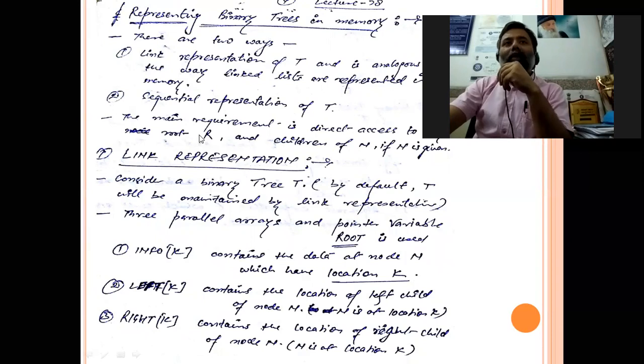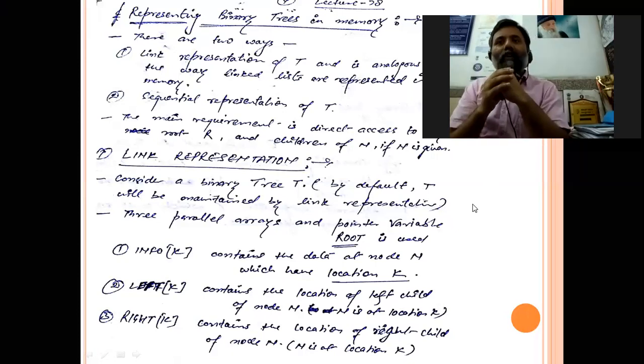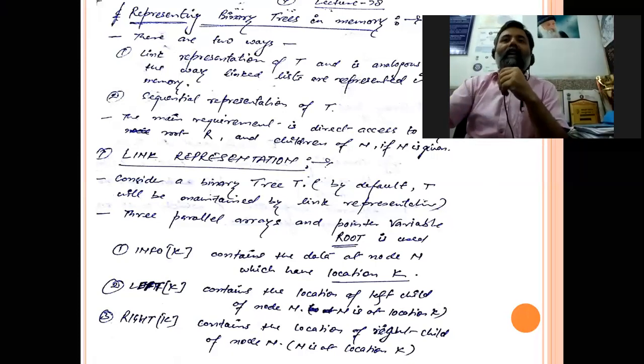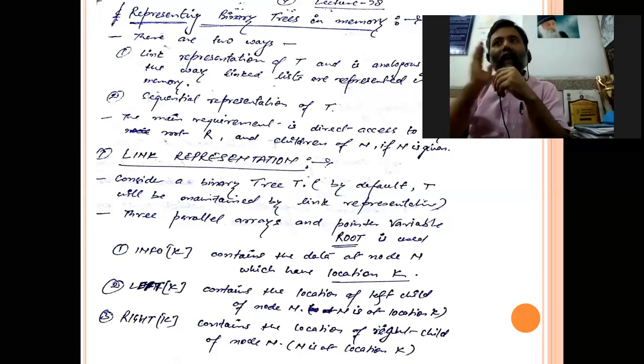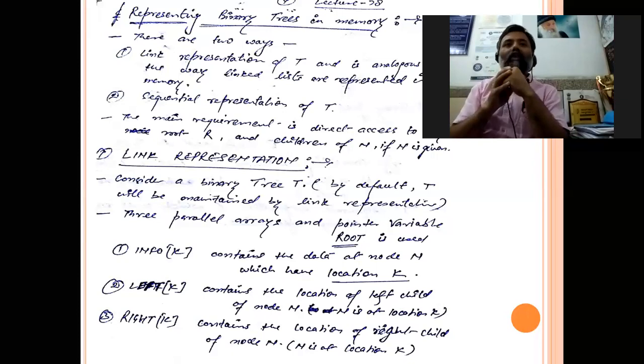In array representation, we have a requirement. The main requirement is direct access to root R and children of N. So firstly, we will discuss linked list representation. Suppose we have any binary tree, and by default, we can maintain it by linked list, because linked list representation is the most efficient one in general. If in a binary tree most of the nodes have either the left subtree or right subtree empty, then it is always better to use linked list representation.